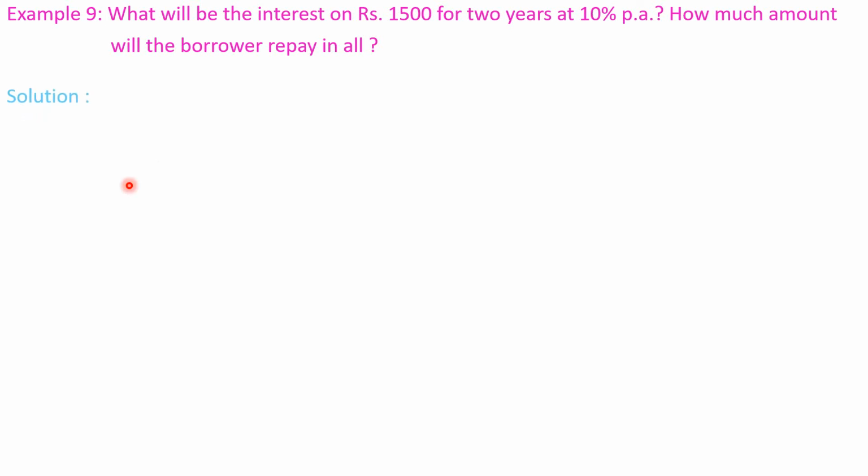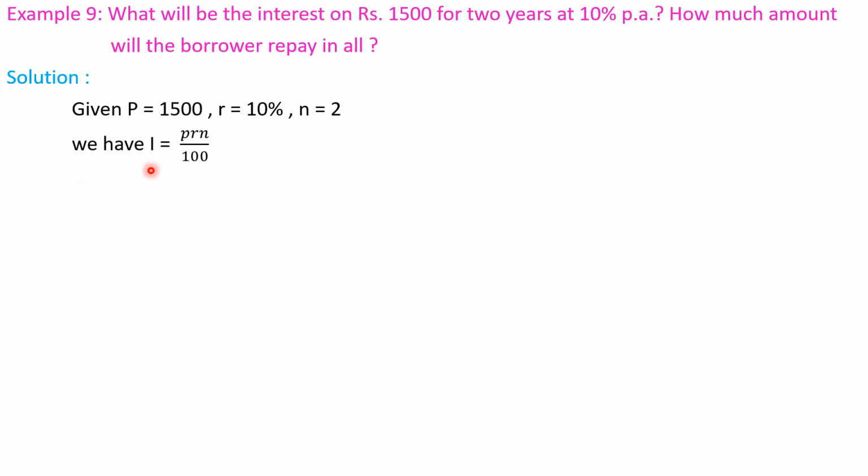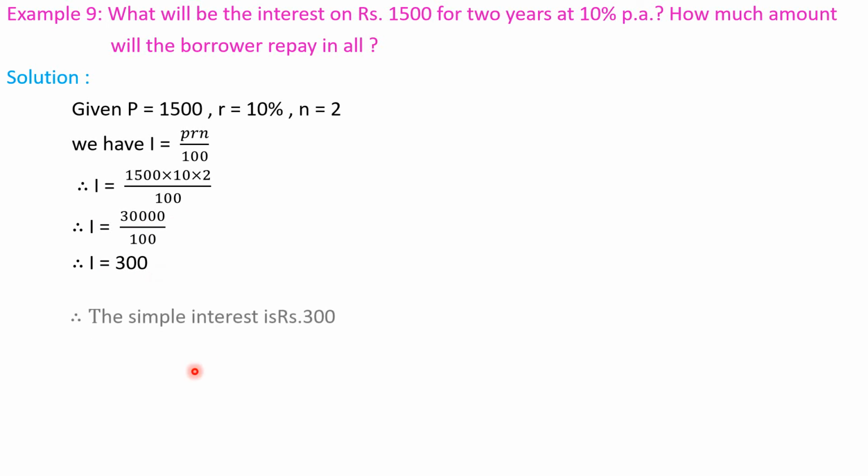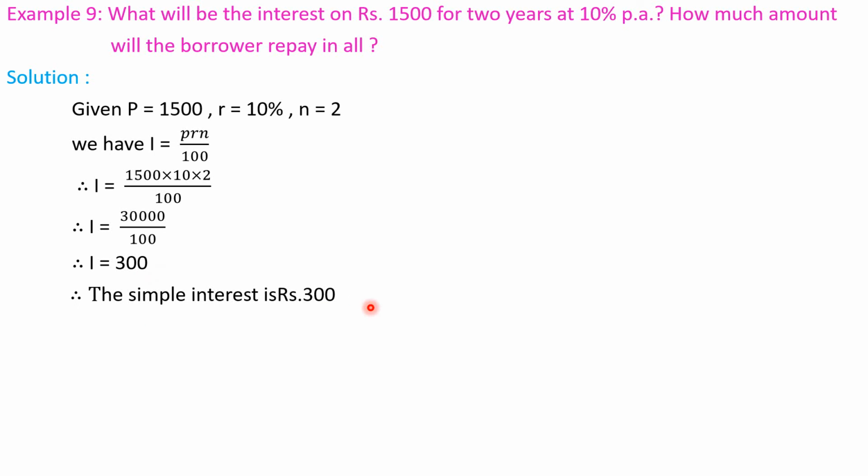In this example, the given information is P is equal to 1,500, R is equal to 10%, and N is equal to 2 years. Therefore, we have the formula I is equal to P into R into N divided by 100. So we get 1,500 into 10 into 2 divided by 100. So I is equal to 30,000 divided by 100, so I is equal to 300. The simple interest is rupees 300.